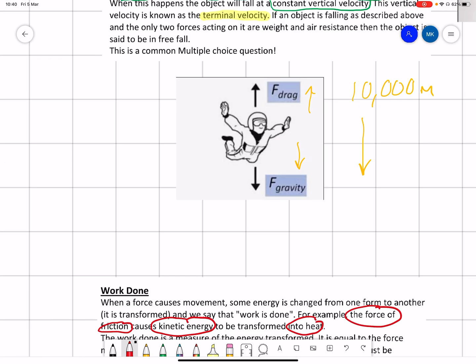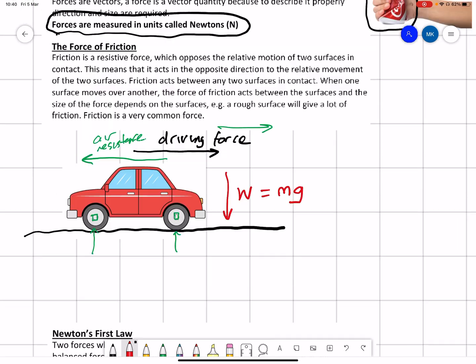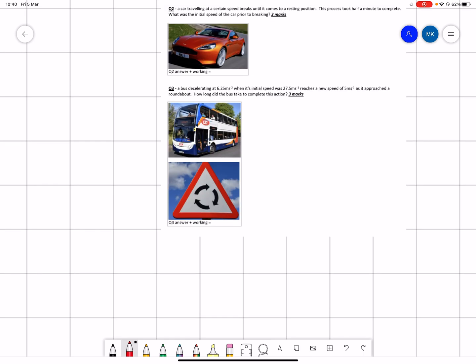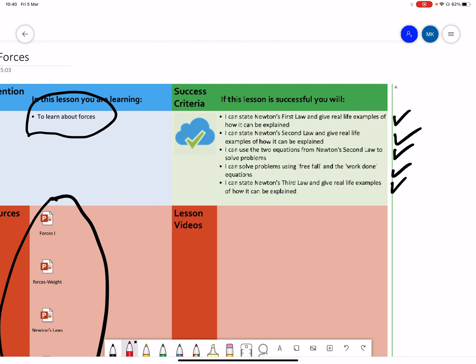Right, I think that about covers it. We'll just go back up to the top, make sure we've hit what we said we were going to. So Newton's first law, we covered that, and I gave you some examples. Newton's second law and some real life examples, we did that. Use the two equations from Newton's second law. That's F equals ma and W equals mg. And solve problems. I gave you one example from that.